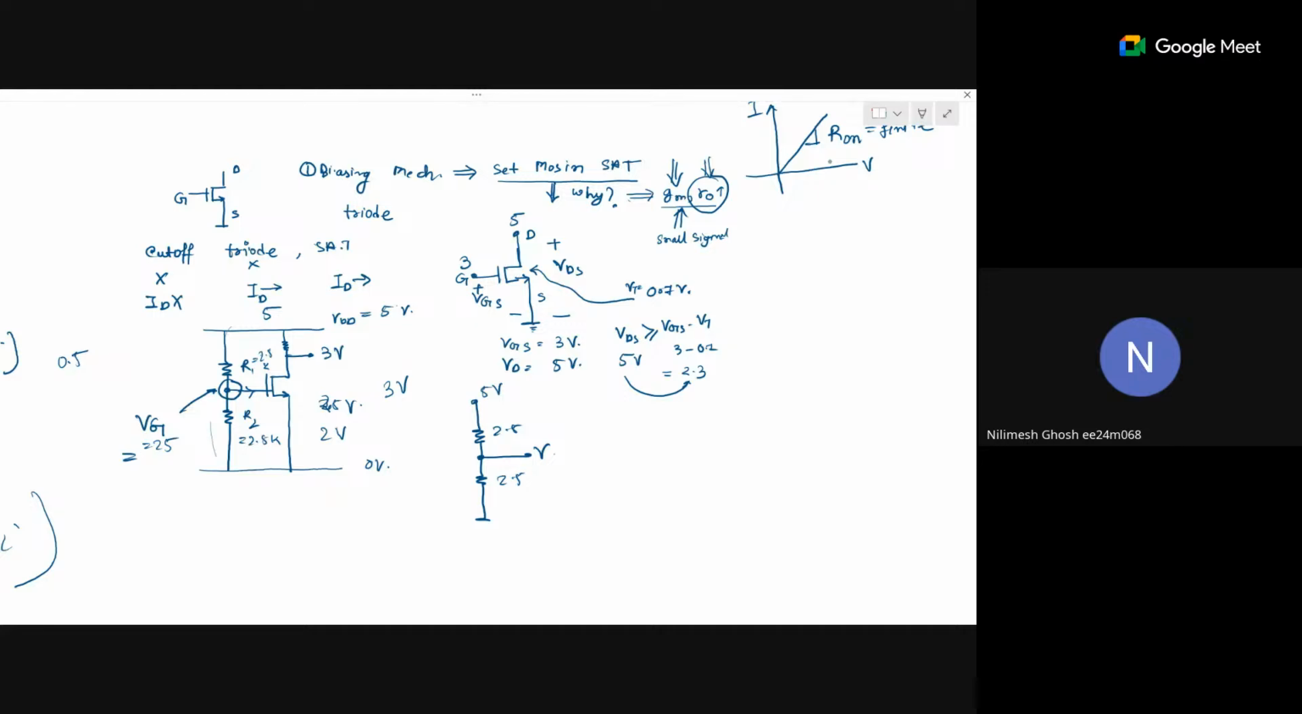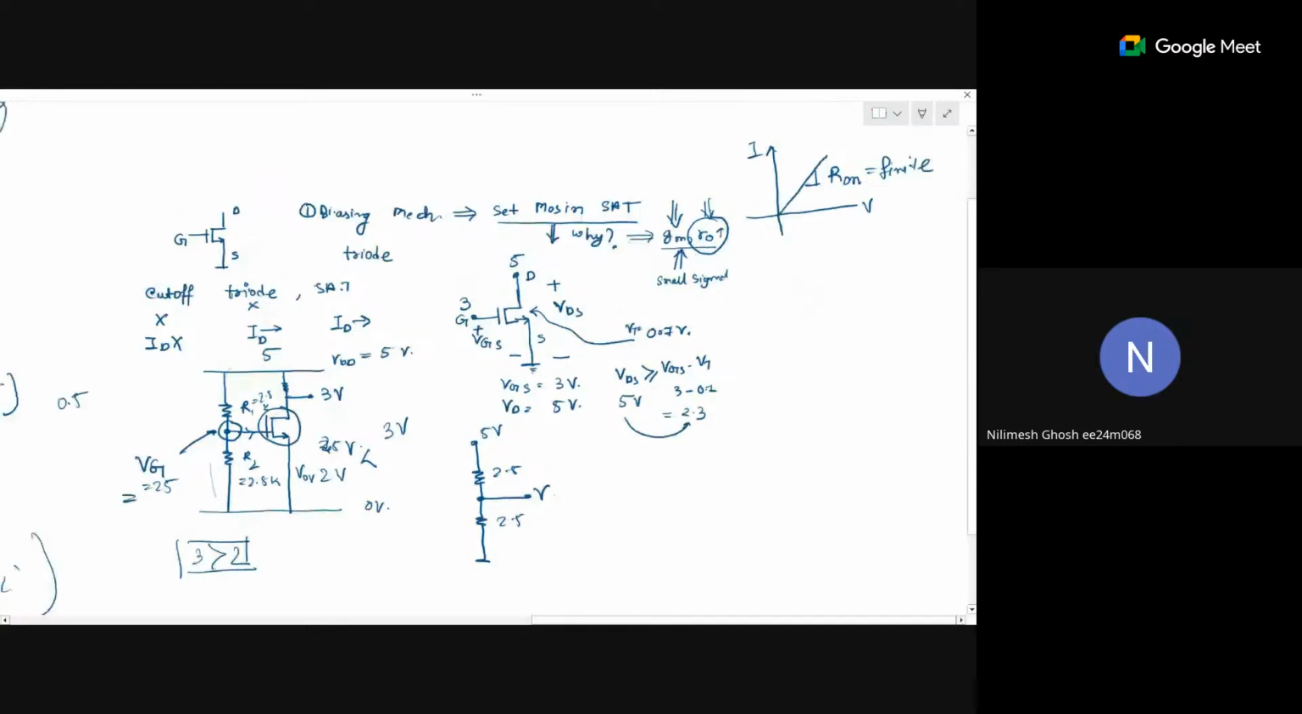Okay, that is VOV. I just told you that VGS minus VT is the overdrive voltage, and this is less than VDS. So for saturation, VDS should be greater than or equal to VGS minus VT. Now 3 is greater than 2, so obviously this MOSFET will be in saturation region. Okay, so this is one of the biasing circuits. Now I will give another example of a biasing circuit.